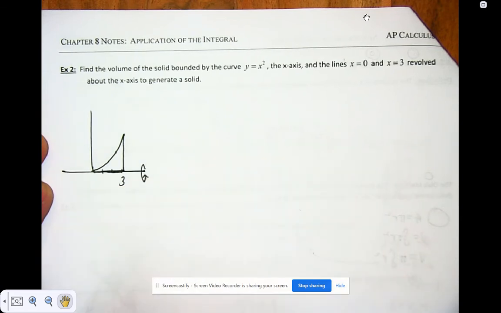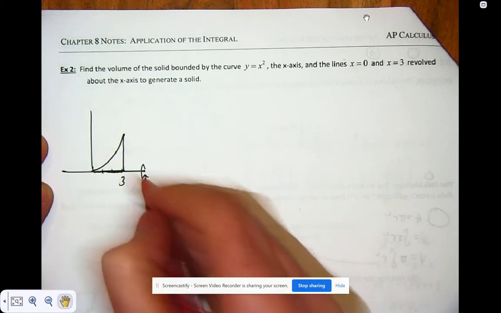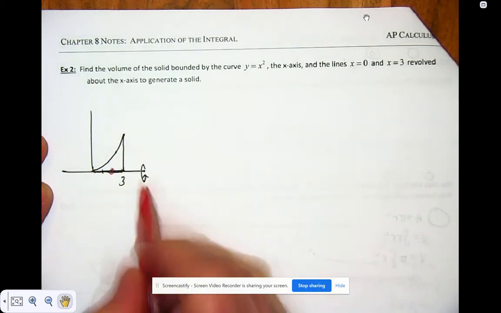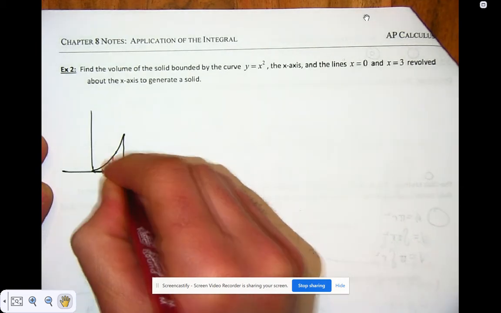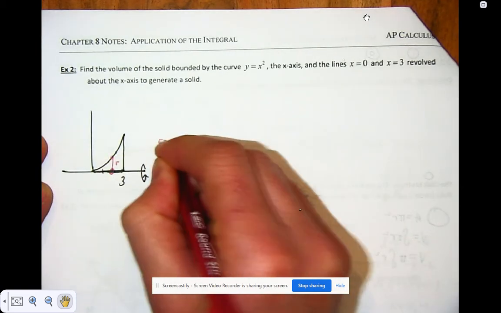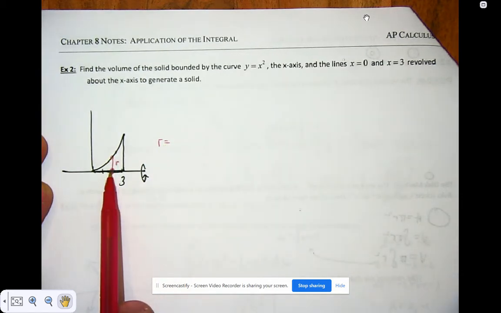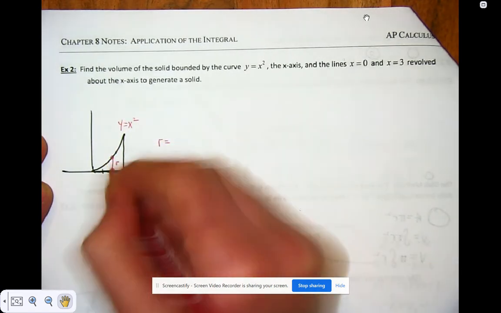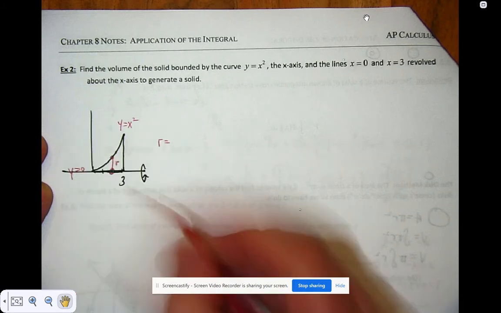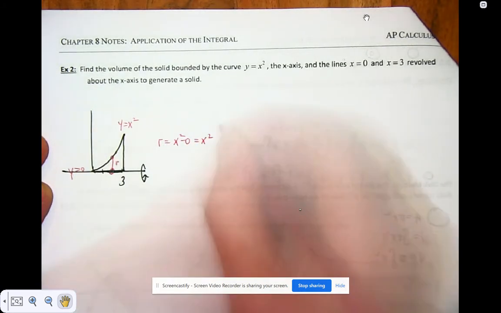Spinny guy, super important. Spinny guy tells you where to start your radius. Your radius starts on the axis that you drew your spinny guy, over to the other side of the region, label it R. Come over here and tell me what R equals. R is super easy. It's either top minus bottom or it's right minus left. Clearly, it's top minus bottom. The top function is x squared. And the bottom function is the line y equals 0. So r is x squared minus 0, which is just x squared.